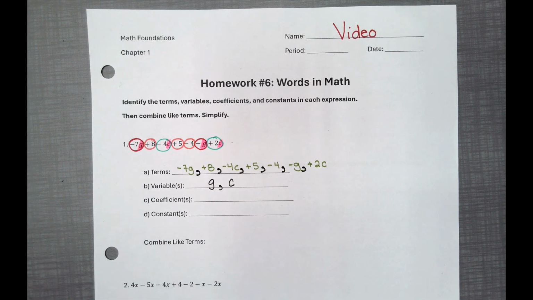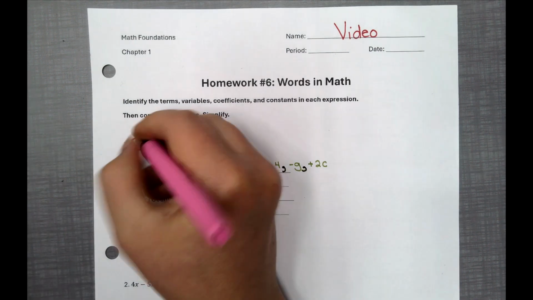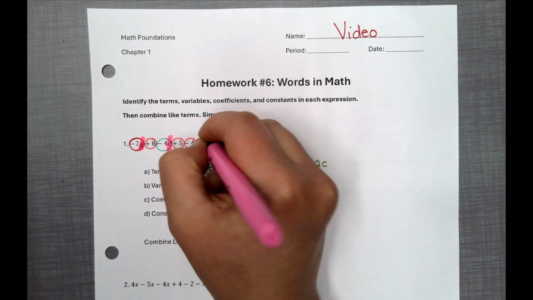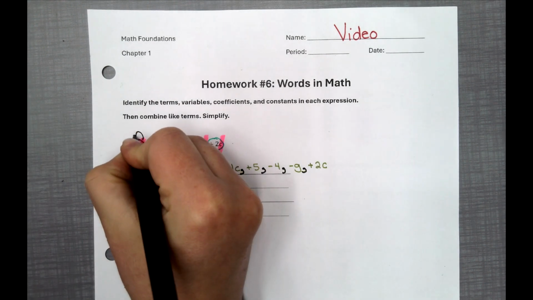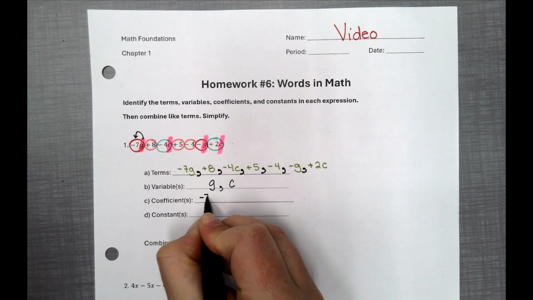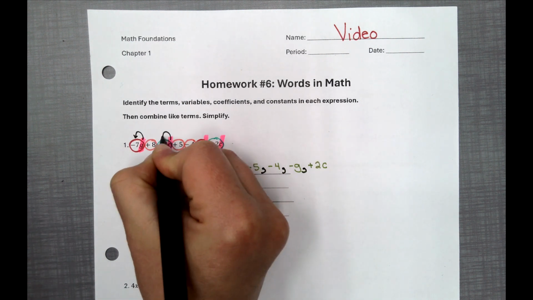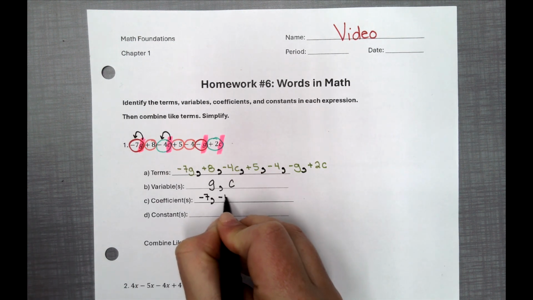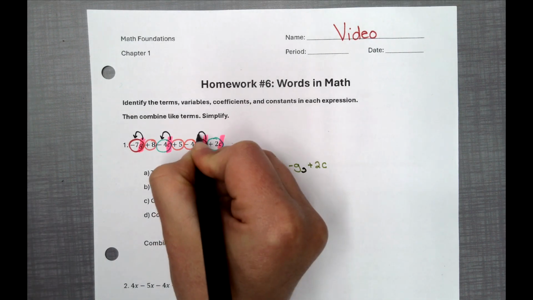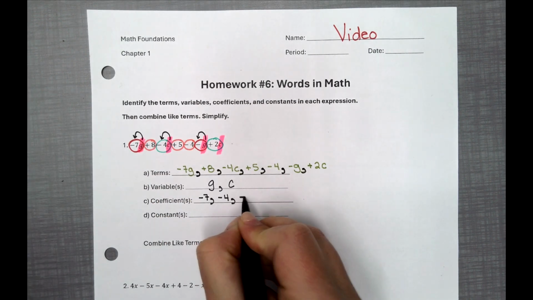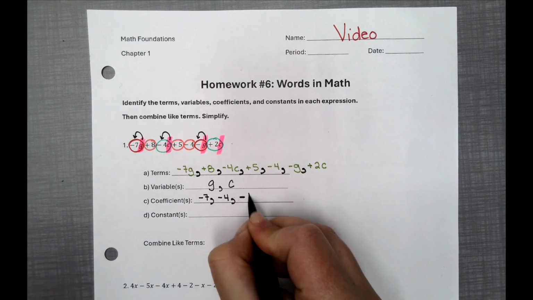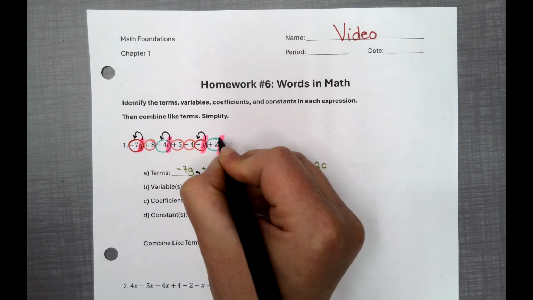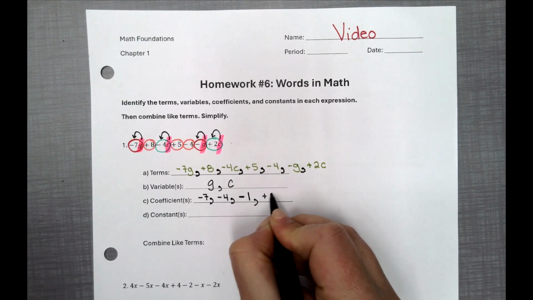Coefficients are the numbers in front of your letters. So notice how I highlighted G. Let me make sure that's visible. And I highlighted C. So in front of G, I have a -7, comma. In front of C, I have a -4, comma. In front of G, I have negative, but I can't just write negative. How many G's do I have? I have 1, so -1. And in front of C, I get a +2.